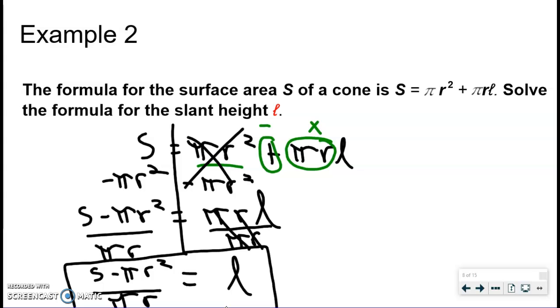The biggest thing, again, is just looking at what operations are happening. Don't even worry about those symbols. Just moving them over and using those same rules that you've already been doing of using the inverse operations.